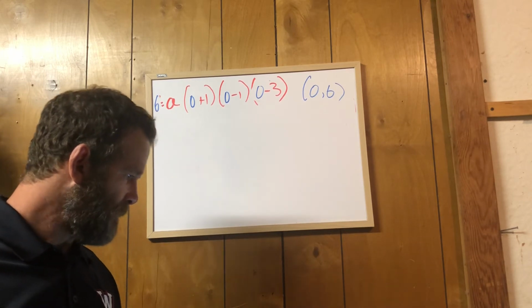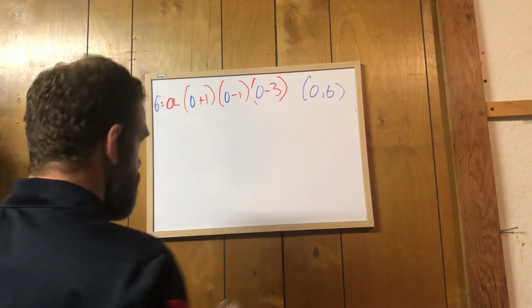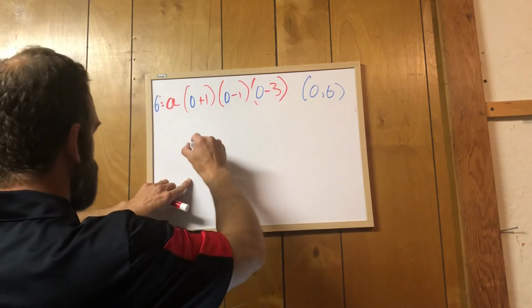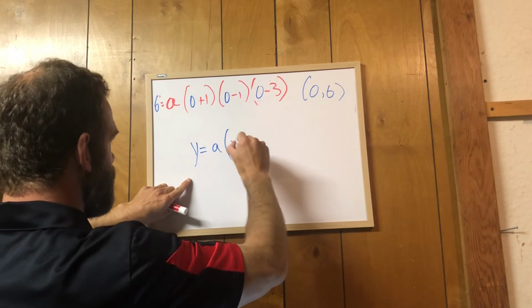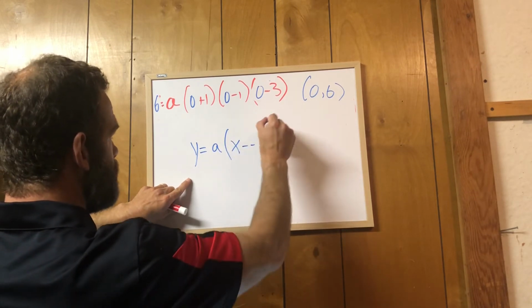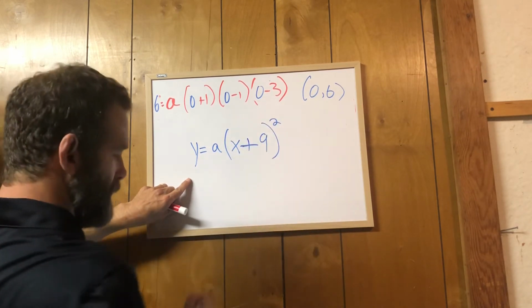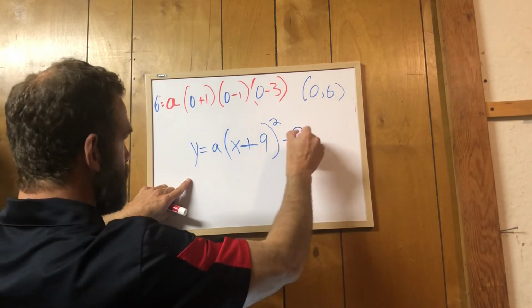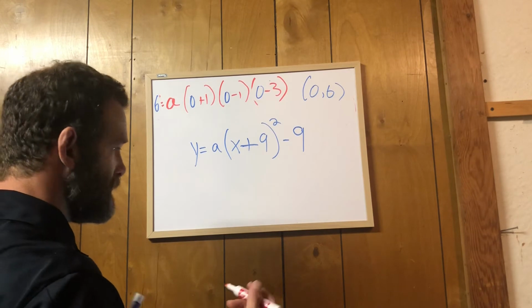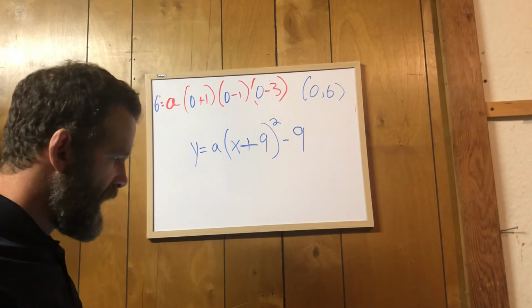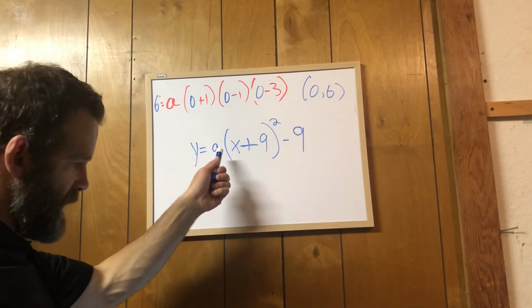Okay, now for number 9. I'm going to write that in vertex form. y equals a times, if it has a vertex of x at -9, x minus -9 squared, which is going to be plus, minus 9. Okay, so this is my setup for my vertex form. However, I need to solve for my a.